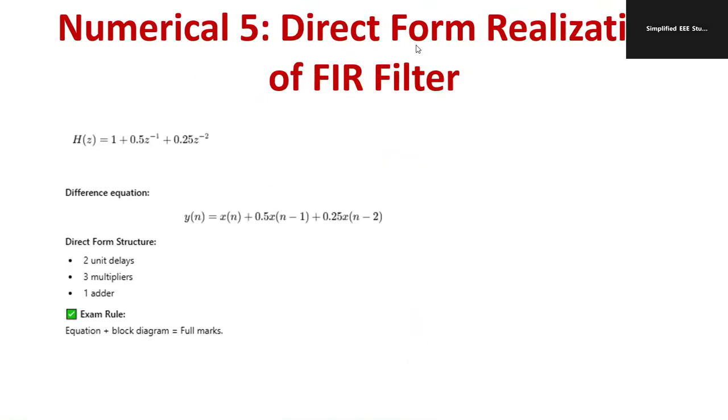Then numerical example 5, direct form realization of an FIR filter. H of z is given as 1 plus 0.5 z to the power minus 1 plus 0.25 z to the power minus 2. Write the difference equation. You have to calculate the difference equation. You know the Z transform and inverse Z transform. Then you convert the Z domain into the time domain, H of z should be converted into y of n. The difference equation is given. Then the direct form structure: 2 unit delays, you are supposed to maintain 3 multipliers and 1 adder. Equation plus block diagram, you are able to get the full marks.